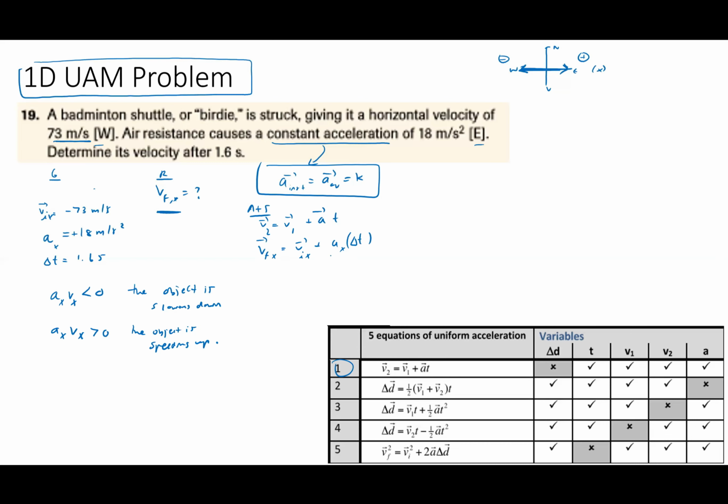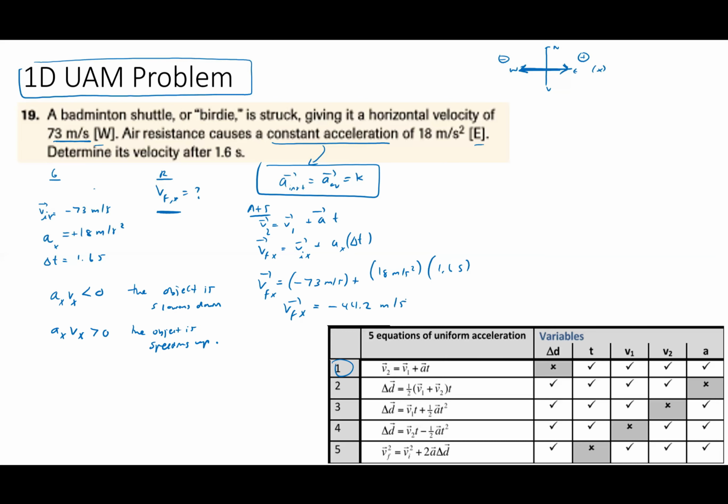So if you are looking at the final velocity vector, make sure you put the appropriate negatives and positives. Negative 73 meters per second plus acceleration is 18 meters per second squared times time, which is 1.6 seconds. Sorry about that. And the final velocity on the x component here, if I crunch this out, is negative 44.2 meters per second.